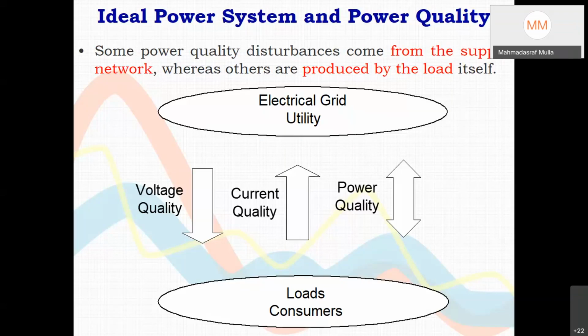So it is a bidirectional problem, and whom to make responsible is very difficult. Sometimes it is the consumer, sometimes it is the utility, and sometimes it is an adjacent consumer, not the original consumer, where the problem appears in some other consumer because of the parallel load running from the same point of common coupling.